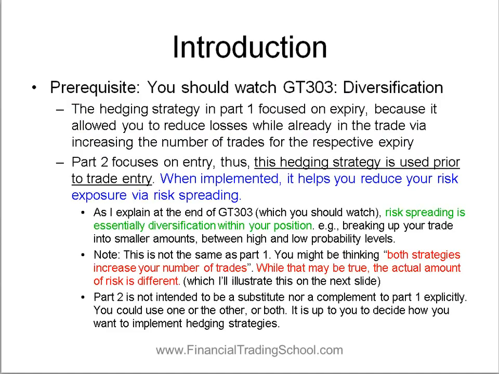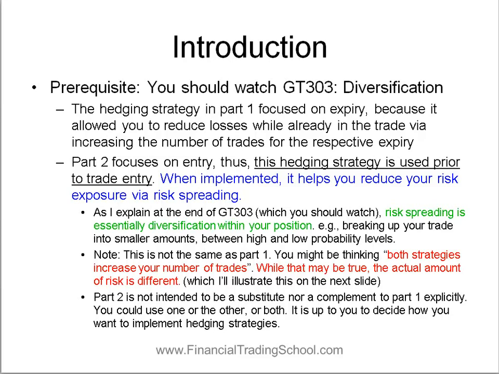So as a prerequisite for this lesson, you should watch GT 303, Diversification. And before we start, let's just give a brief recap of Part 1. The hedging strategy in Part 1 focused on expiry, because it allowed you to reduce losses while already in the trade via increasing the number of trades for the respective expiry. Part 2, however, focuses on entry. Thus, this hedging strategy is used prior to trade entry. When implemented, it helps you reduce your risk exposure via risk spreading.